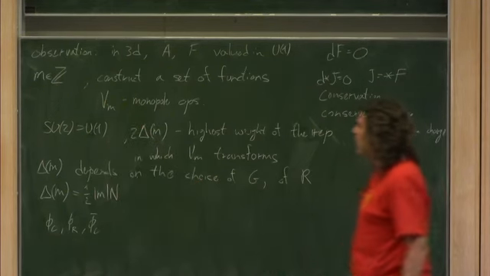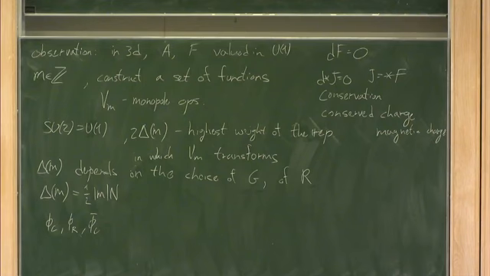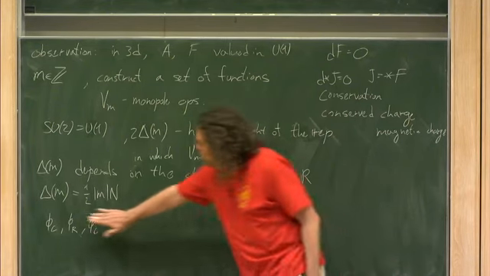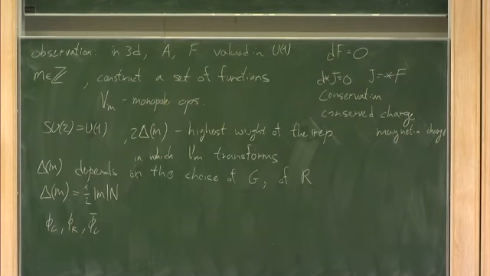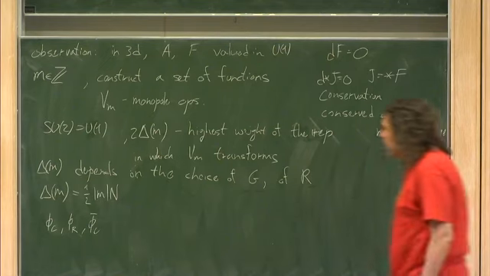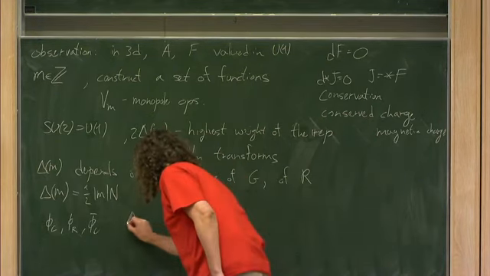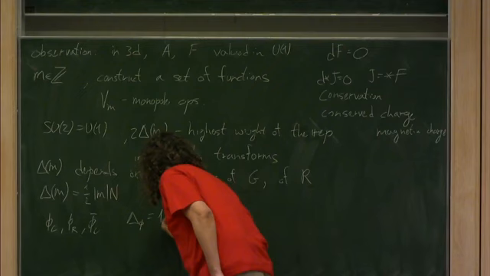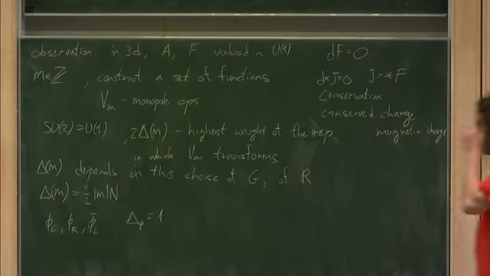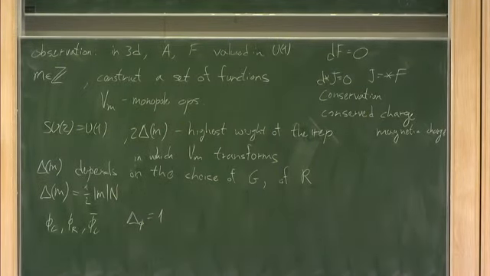But I'm only going to look at holomorphic functions, so I'm just going to forget about these two and only be left with this phi_c. And since phi is a triplet under SU(2), delta for phi is equal to 1. Okay?